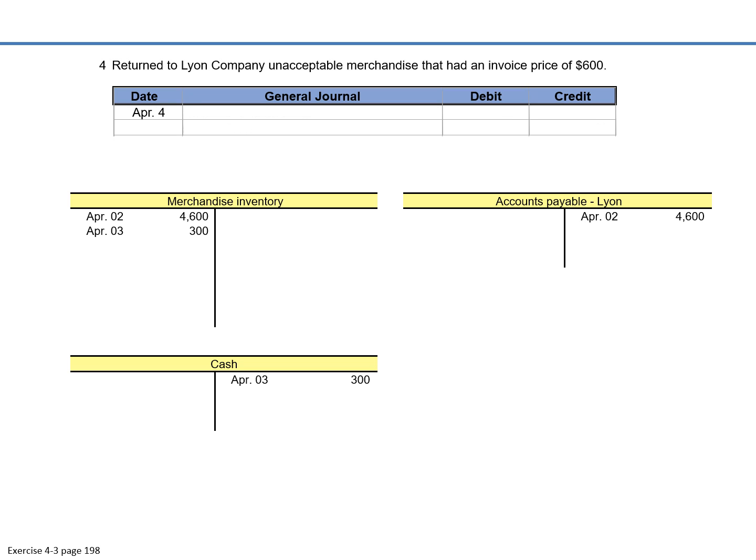Then in the next transaction, they returned unacceptable merchandise that had an invoice price of $600. So we're going to reduce our accounts payable because we haven't paid them yet with a debit of $600, and we're going to reduce our inventory, credit of $600. Post those to our T accounts.